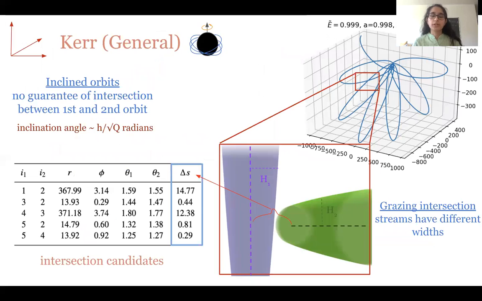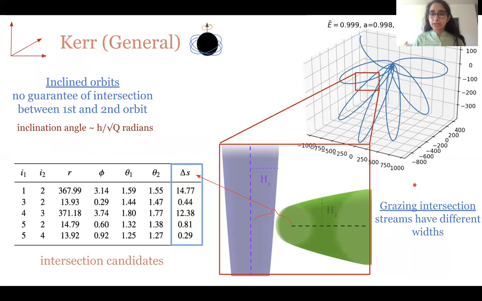Now we are ready to move on to the three-dimensional case, or the general Kerr case with a spinning black hole and three-dimensional inclined orbits. Now this is very different from the Schwarzschild and equatorial Kerr cases because in this case, there is no guarantee of intersection between the first and the second orbit. That is, there can be many orbits before intersection happens.